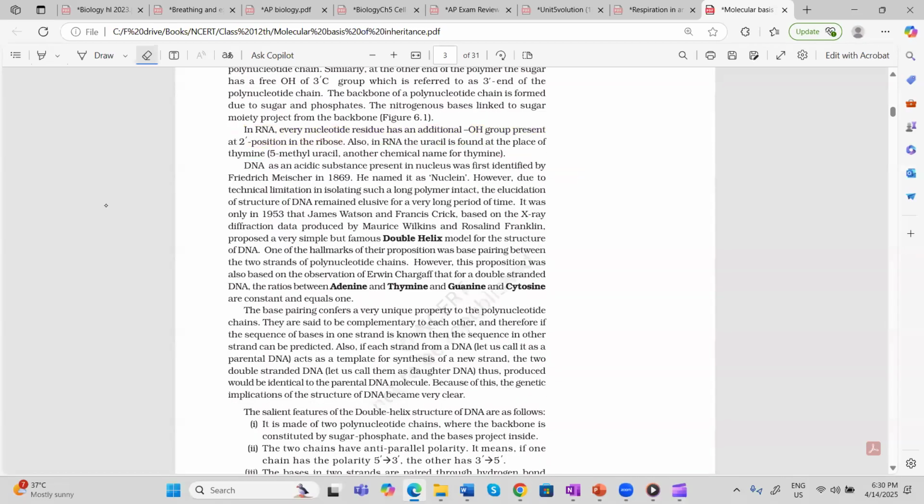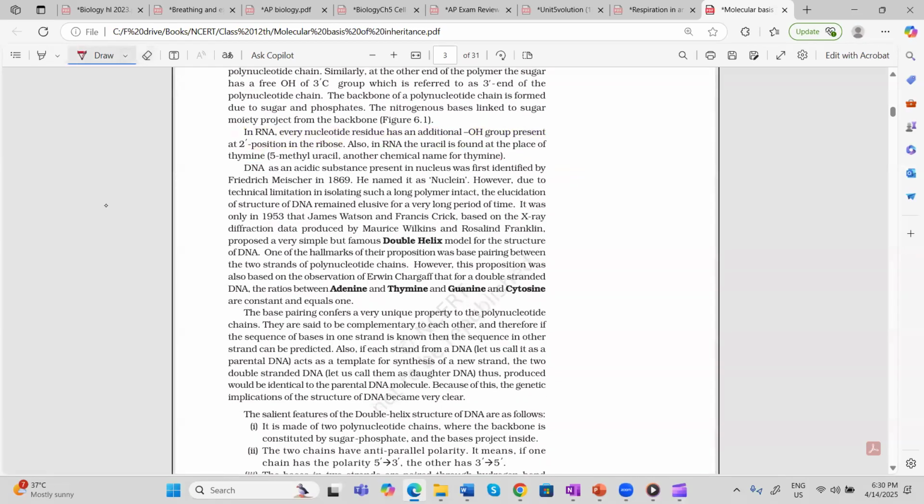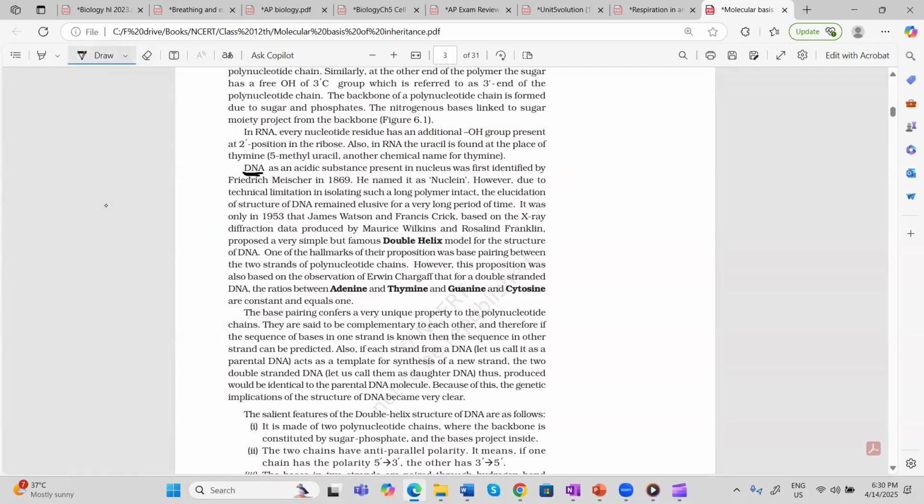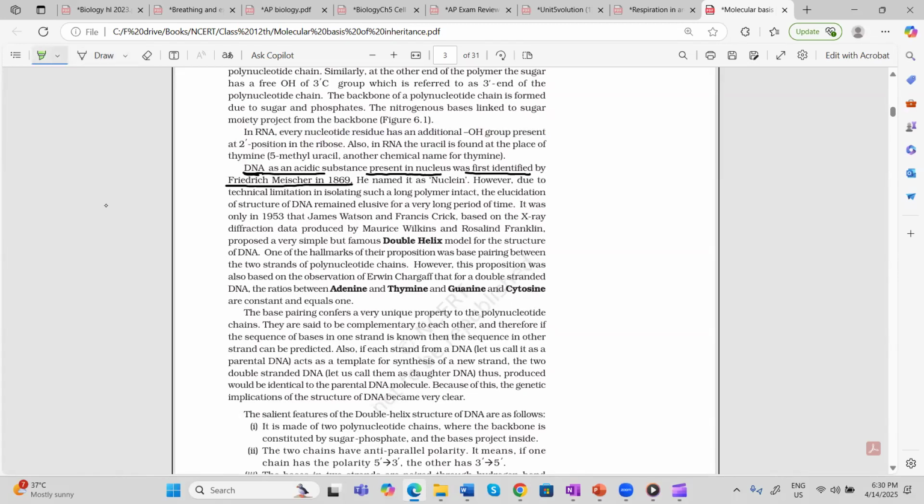Now, discovery. The full form of DNA is deoxyribonucleic acid. It is an acidic substance present in the nucleus, first identified by Frederick Miescher in 1869. But he didn't use the word DNA. What term did he use? He used the term nuclein. Inside the nucleus, the nuclein.